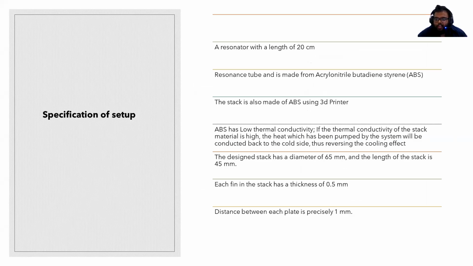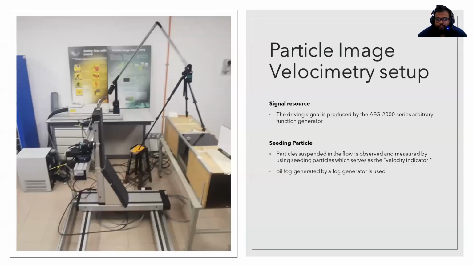The changes that were made is that the resonator is changed to a length of 20 centimeters and is made from ABS. The stack is also made from ABS. This is because ABS has low thermal conductivity, and low thermal conductivity is important so that there's no reverse cooling effect. The initial desired stack has a diameter of 65 mm and a length of 45 mm. Each fin in the stack has a thickness of 0.5 mm and the distance is 1 millimeter between each plate.